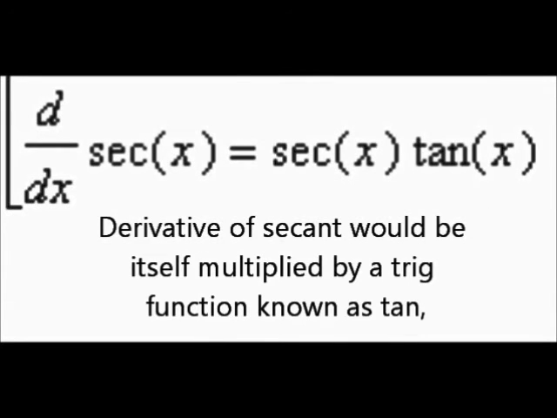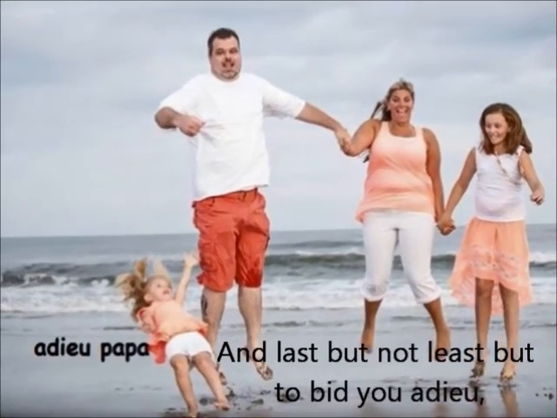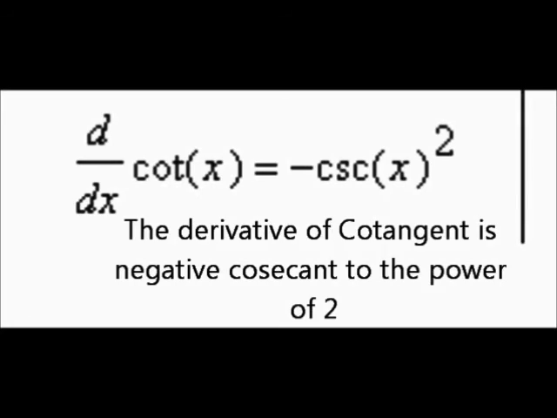Derivative of secant would be itself multiplied by a trig function known as tan. That comes out of nowhere but is important just like Batman. And last but not least, to bid you adieu, the derivative of cotangent is negative cosecant to the power of 2.